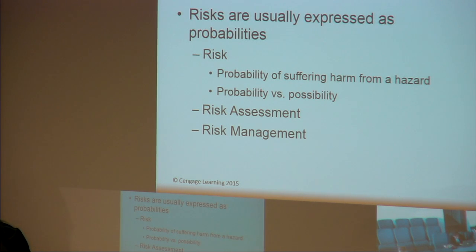So 1 of every 250 people, if you smoke a pack of cigarettes, is going to get cancer. Possibility is basically yes or no. Can it happen? What's the capability, the possibility of it happening? Versus probability, which is the likelihood of it happening. And just because it's possible doesn't mean it's highly probable. So they're not interchangeable. You have to realize that.